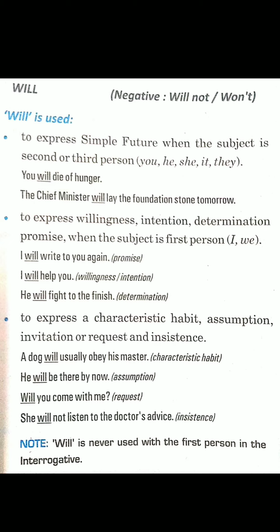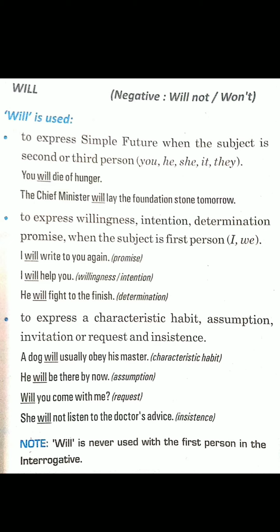I will write to you again. That is promise. I will help you. That is willingness or intention. He will fight to the finish. That is determination. That's how we can use one single modal, will, in a different manner in different sentences. Then we use it to express a characteristic, habit, assumption, invitation, request and insistence. A dog will usually obey his master, that is characteristic habit. He will be there by now, that is assumption.